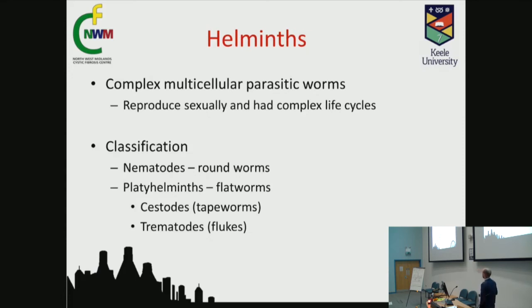The final group of eukaryotes that you just need to be aware of are helminths, and this is the opposite end of the extreme: these are very complex, multicellular, parasitic worms. They have complex life cycles and they reproduce sexually. The classification is they can either be roundworms, such as nematodes, or flatworms, and the flatworms can then be further split down into flukes and tapeworms. I don't think you're going to be asked huge amounts about the life cycle of the different helminths, so I've therefore not gone into the details of those.